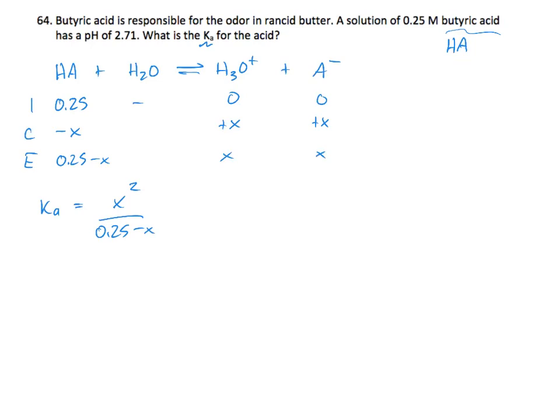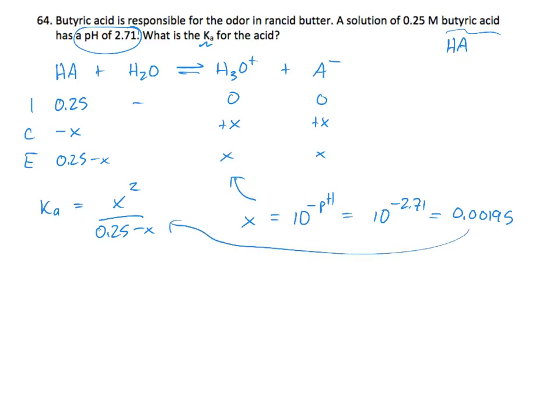And at this point, we don't actually know what the Ka is. We're not asked to solve for x. We're asked to solve for Ka. And it does so by giving us the pH at equilibrium, and the pH at equilibrium we can use to determine what x is, because x is the concentration of H3O plus. So x is going to be equal to 10 to the minus pH, which is 10 to the minus 2.71, which is 0.00195.